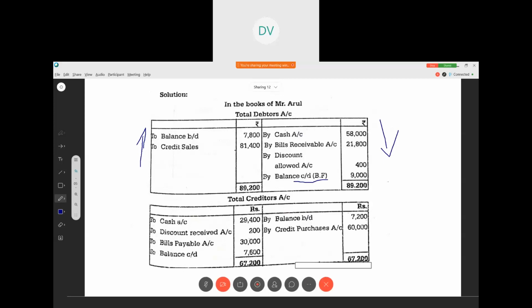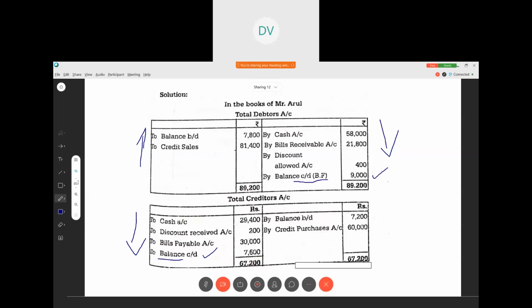Creditors account, cash. This will reduce the value, right? So cash paid to creditors, discount received from the creditors, bills payable issued to the creditors. So that means when we are giving the bill, the total creditors will come down. Okay, then credit purchases. This is given in the adjustment. So the balancing figure will be 7,600. This is the closing balance. Clear? So we require this closing balance of total creditors and closing balance of total debtors.